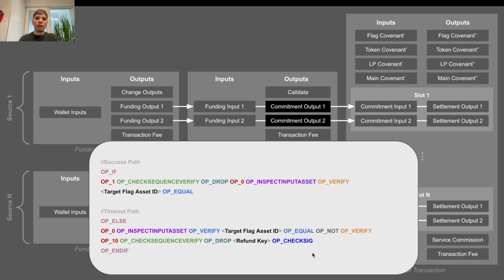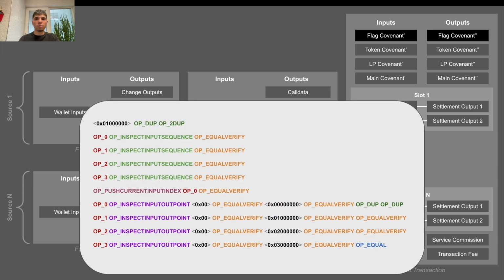But we also have a timeout path, in which after a certain period of time, given a valid signature for this pre-encoded pub key, you can also spend this, but the first output index asset ID should not equal the target flag asset ID. So you can make a refund as well, but that refund has to take place in a non-pool transaction. Again, this is also to avoid some attack vectors.